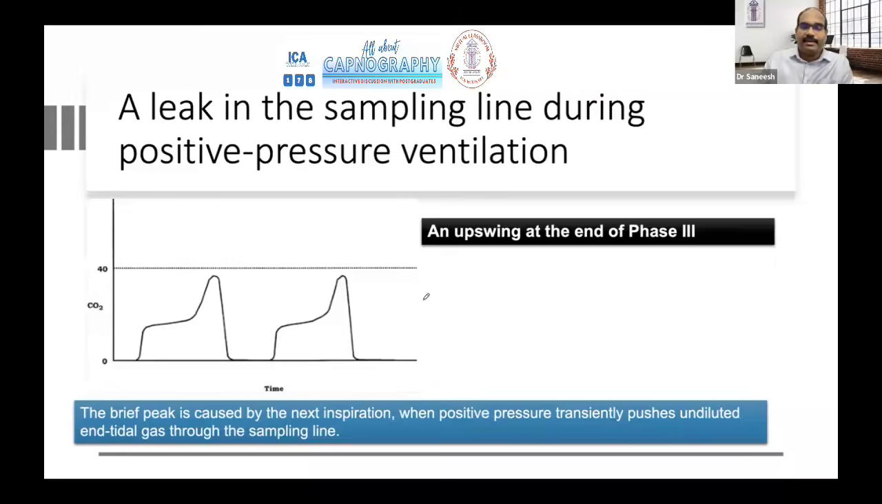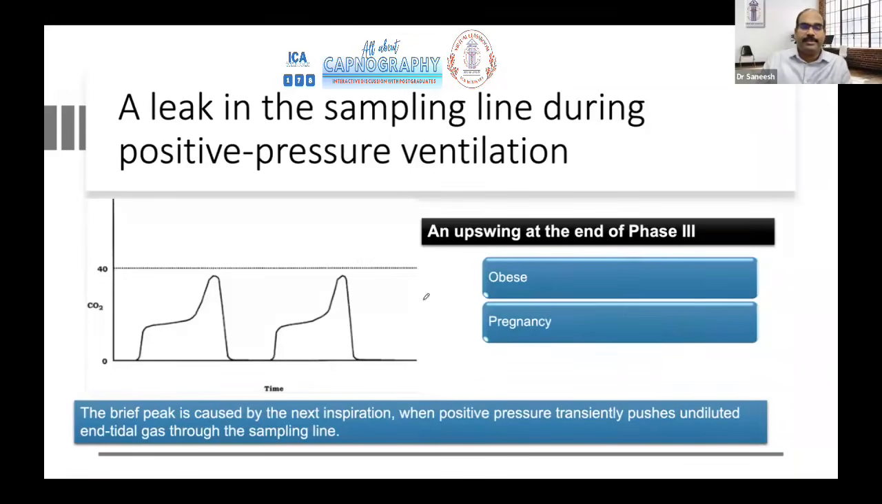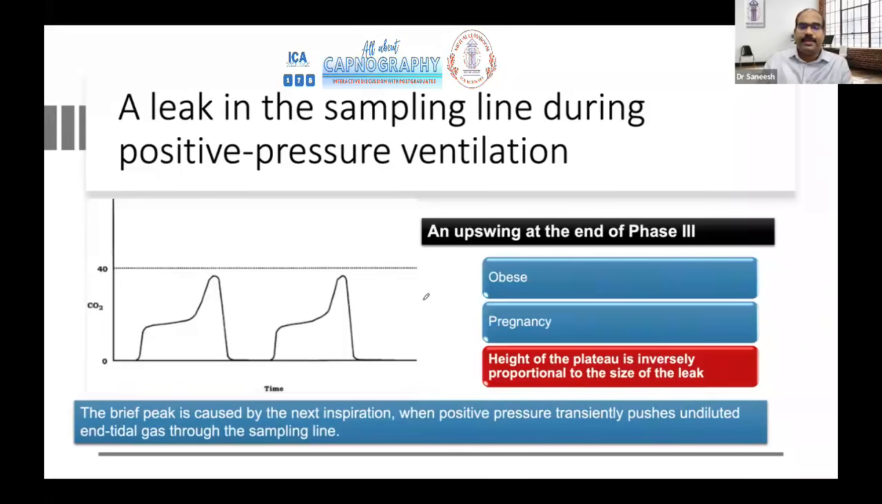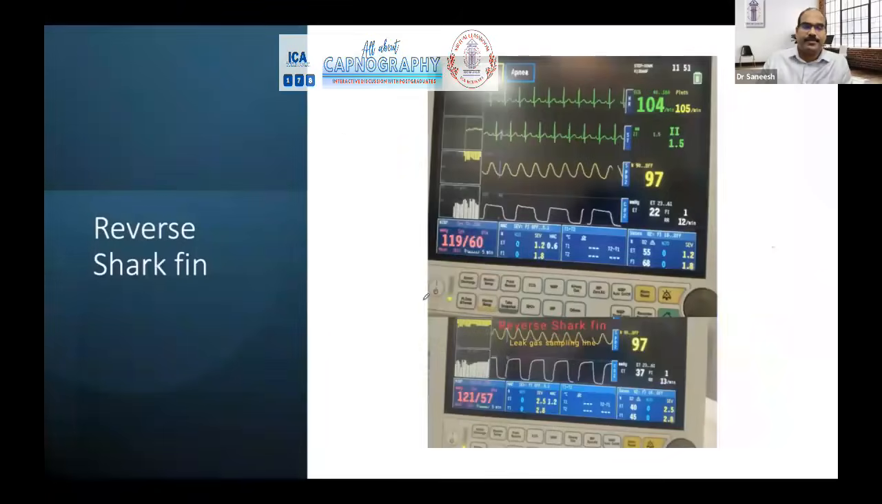This is characteristically described as an upswing at the end of phase 3. Upswing at the end of phase 3, usually seen in obese patients during pregnancy. The height of the plateau is inversely proportional to the height of the leak. Okay, so the brief peak is usually caused by the next inspiration, when the positive pressure transiently pushes the undiluted end-tidal gas through the sampling line. So all because of the leak in the sample line, especially in the side stream. In mainstream capnography, we don't get to see this tracing.